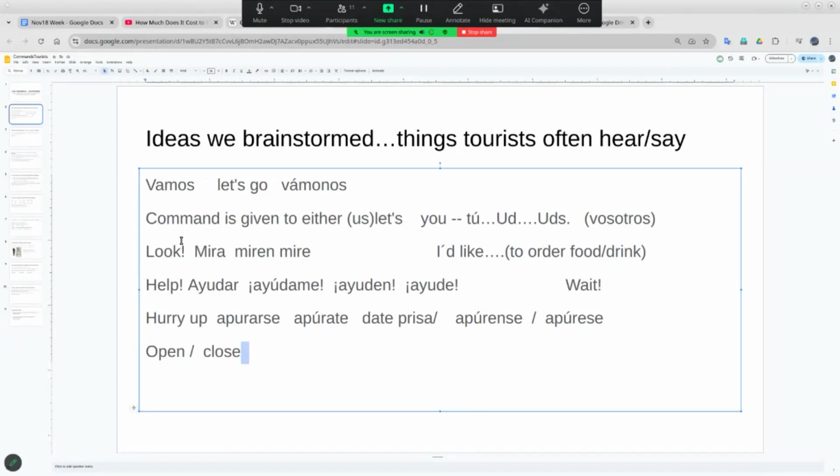Vale. Bien. You just want to tell somebody to open a window, open a door, right? Abrir. We'll take abrir first. How do we make abrir a command for just somebody you're with in your family? If abres is the tú form, we just get rid of the S. Abre. Abre la puerta, ¿sí? Abre la puerta. Abre la ventana, por favor.